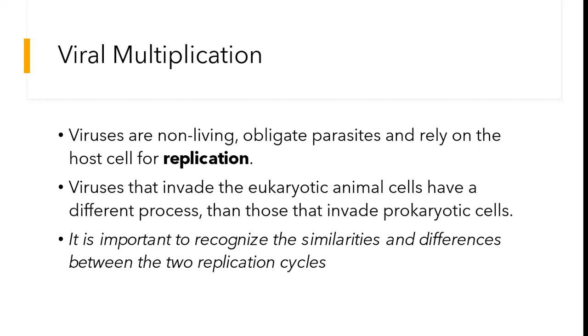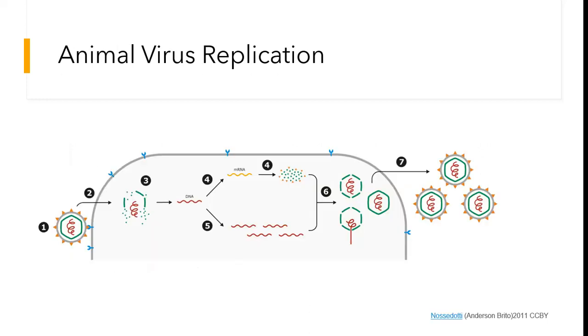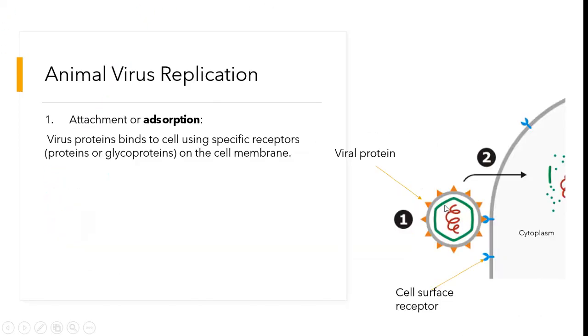The process that occurs in the eukaryotic cell is different from that of the bacteriophage and what happens in the prokaryotic cell, so we're going to review both of those in detail. You do need to pay attention to the similarities and the differences in the processes. So this is the overview of the animal virus from entry to release. Let's go step by step, starting with the first step, which is attachment or absorption.